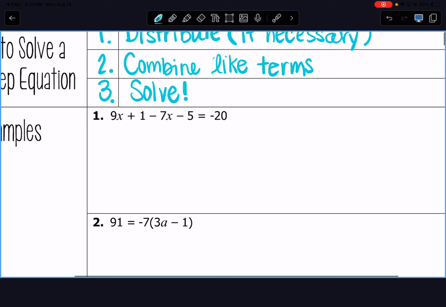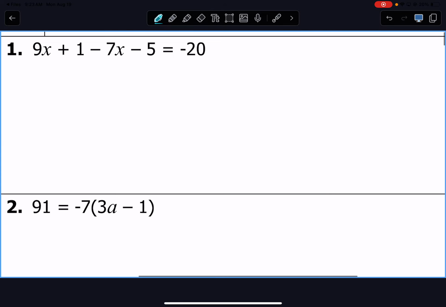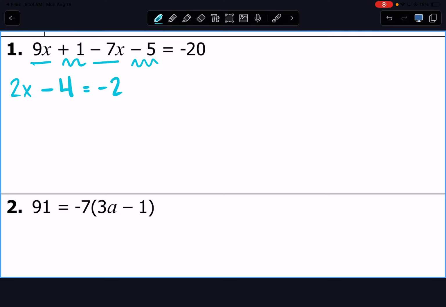For number 1, what should I do first? Is there anything I need to distribute? No. So what do I need to do? Combine like terms. What are my like terms I can combine? Which gives us? Then any other like terms? 1 minus 5 is -4. So we get 2x minus 4 equals -20.